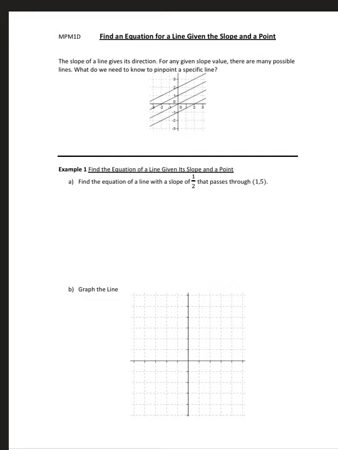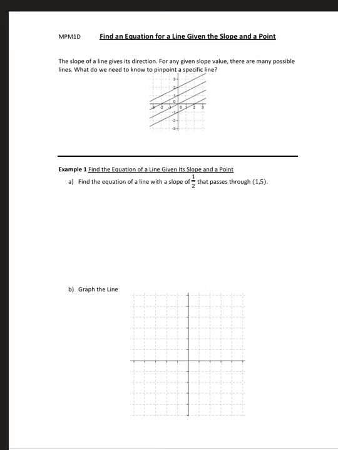For any given value of slope, so any number, there are so many possible lines that can fit there. And what we need to do is pinpoint a specific line. So we need to understand what values we need in our equation in order to make a specific line. Okay? So it's not just slope. Like we just learned, a whole bunch of lines can be parallel or perpendicular to each other by just changing that one number. What makes the line specific is its y-intercept coupled with its slope.